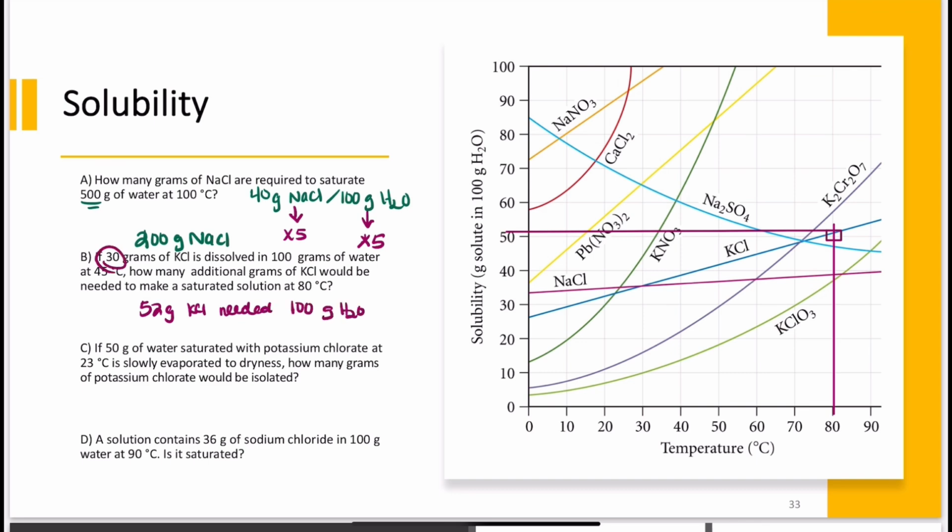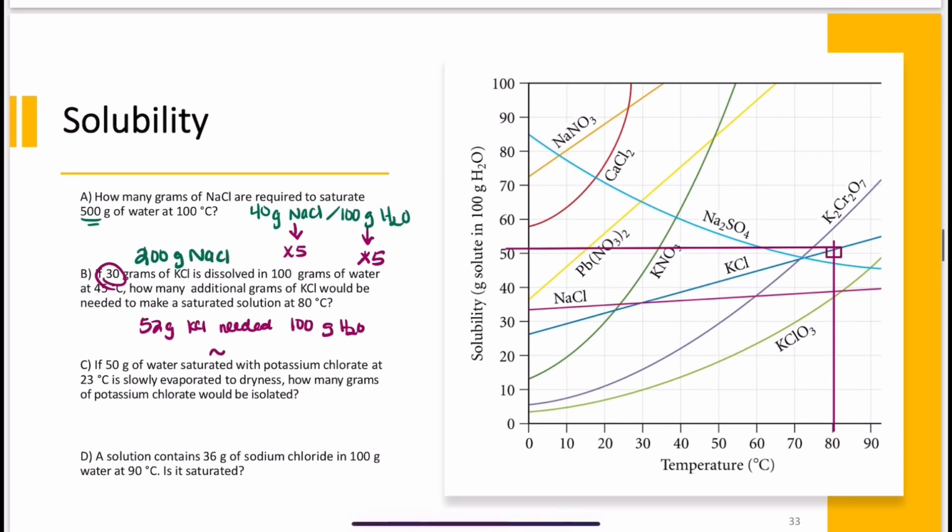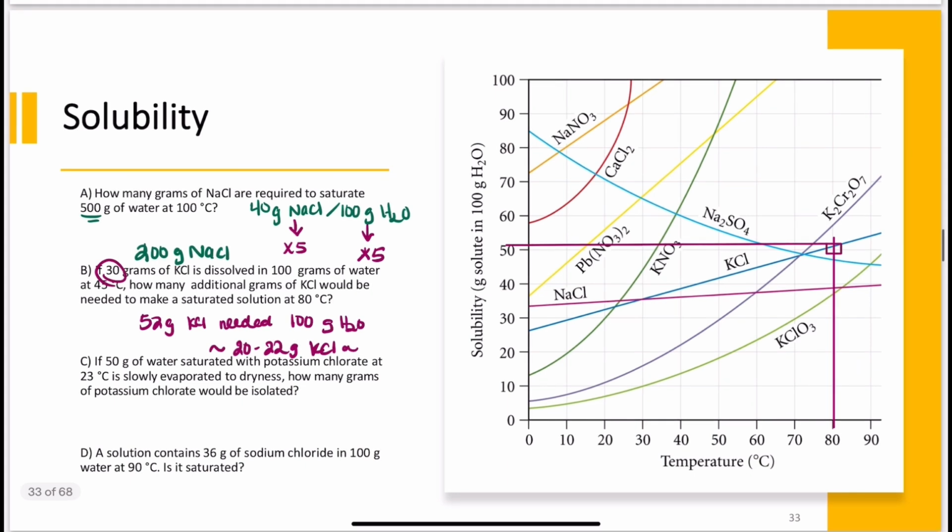But I already have 30 grams present, which means I just need the difference. I need about 20 to 22 grams, and I would accept any of those answers on this. 20 to 22 grams of KCl additional to saturate that solution, because I already have 30 in there. So again, the 30 grams of KCl dissolved in 100 grams of water at 45 degrees C is important in the sense that I know I already have 30 grams present. The 45 degrees C is just useless information. It's just there to throw you off.